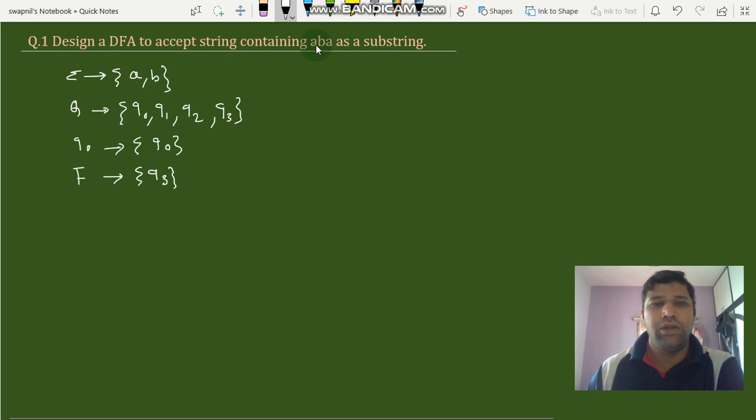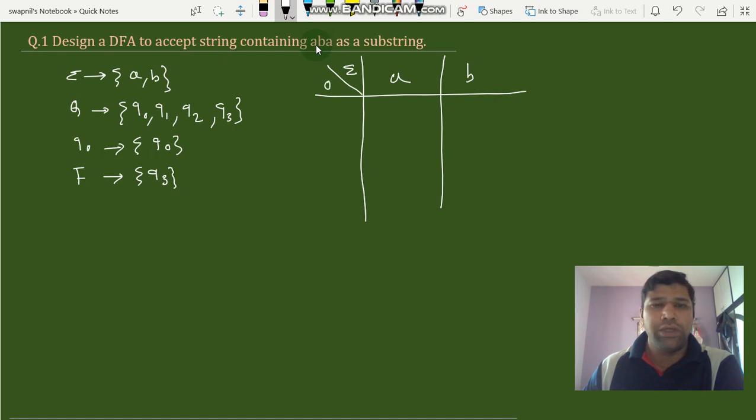Now we'll see how to design a state transition table for this particular problem. We have the inputs A and B, and the states Q0, Q1, Q2 and Q3. So Q0 is a string having A, Q1 a string having B, Q2 a string having AB, and Q3 a string having ABA as a substring.